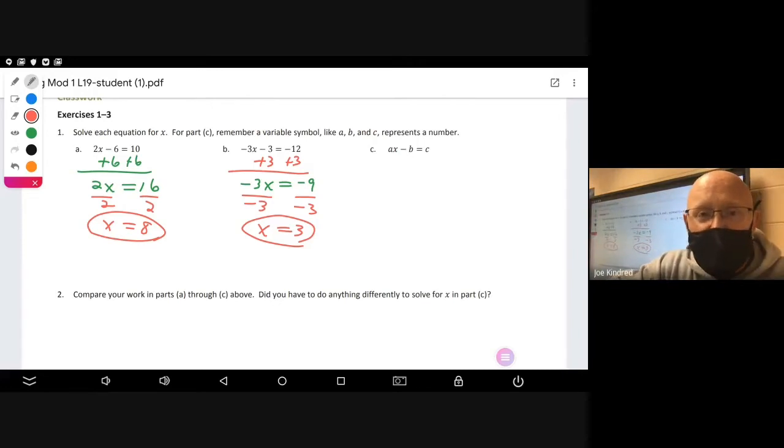Then they provide for you what looks like a totally different problem. Completely different. AX minus B is equal to C. Like, what is that? Well, if you look closely, A was 2 in the first problem. B represented 6 in the first problem, and 10 was C. In the second problem, A was -3, B was 3, and C was -12. They're just plugging different numbers in, and they're saying, okay, now in C, let's solve for X, not knowing exactly what A, B, and C are.